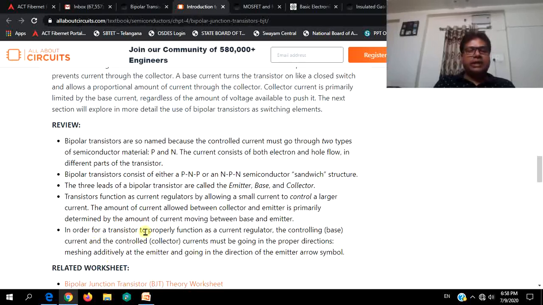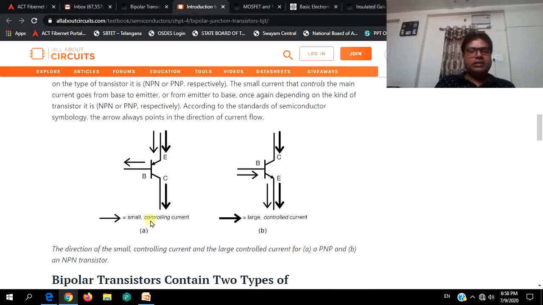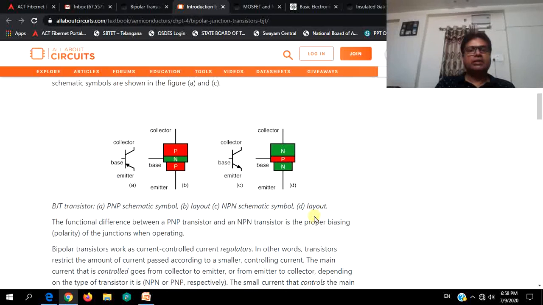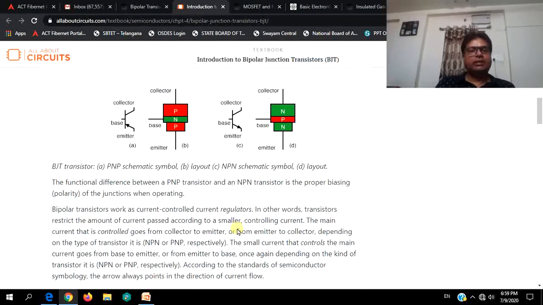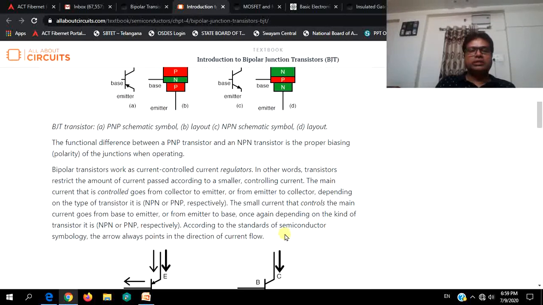In order for a transistor to properly function as a current regulator, base current and the control current must be going in the proper directions as shown in those figures, again which are shown like this. For PNP and NPN transistors, this is the sandwich structure, which again we can visualize as PNP, NPN. That is how the layers are formed.